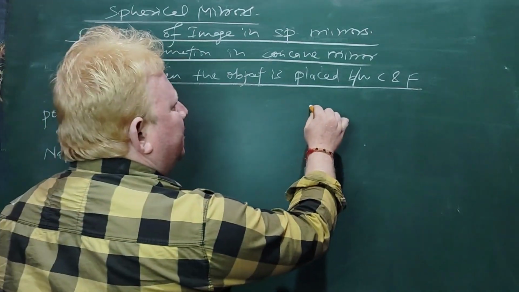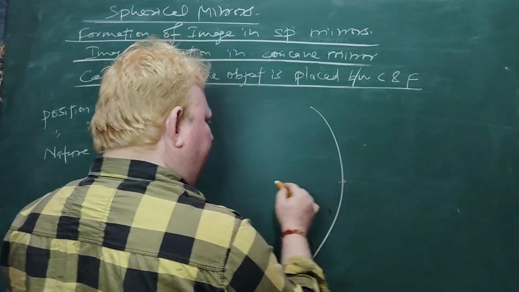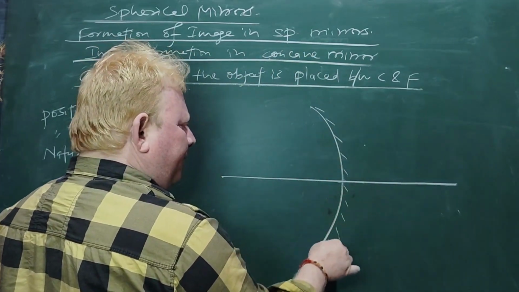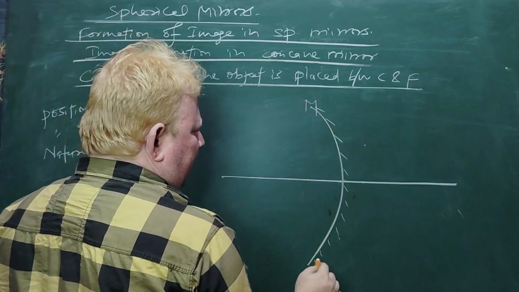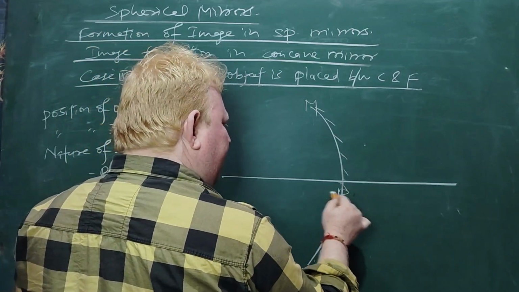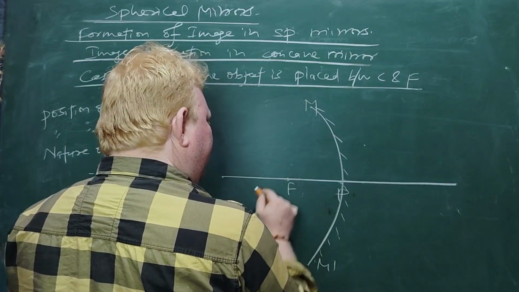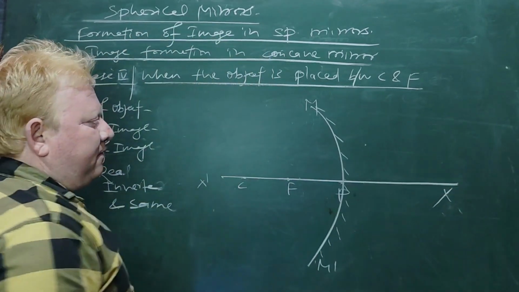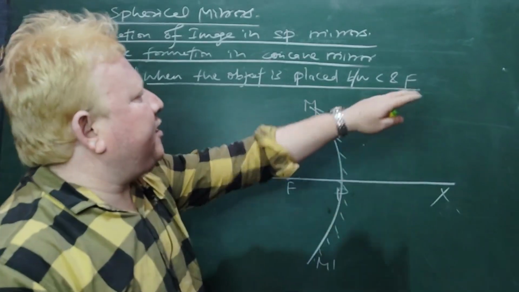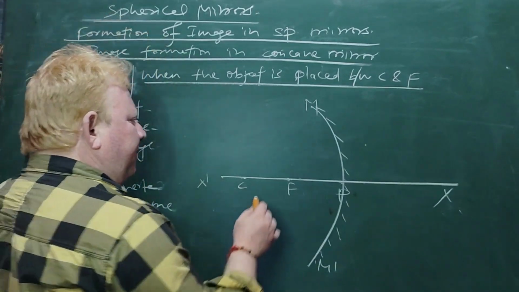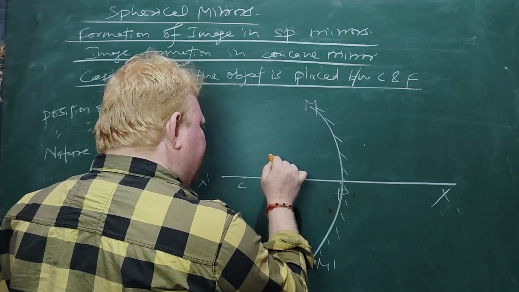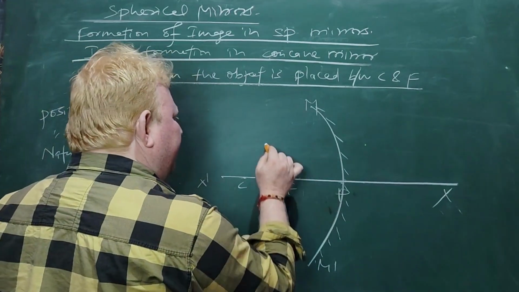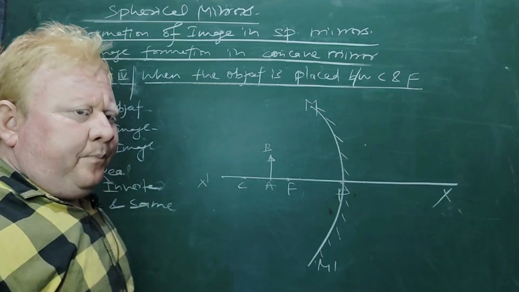Okay, so let me take one concave mirror. This is the concave mirror MM dash, pole P, focus F, and this is the center of curvature C. Of course, it is the principal axis XX dash. Now, what was case number 4? The object is to be placed where? Between C and F. So I am considering an object placed somewhere between C and F, and of course, it is AB.